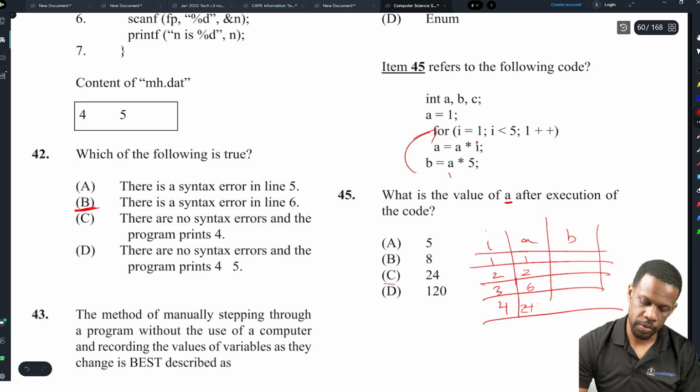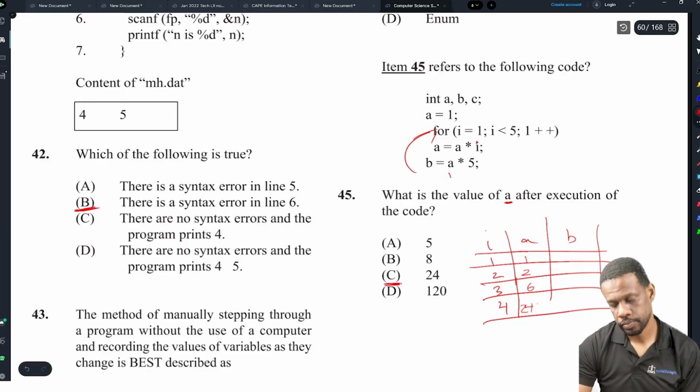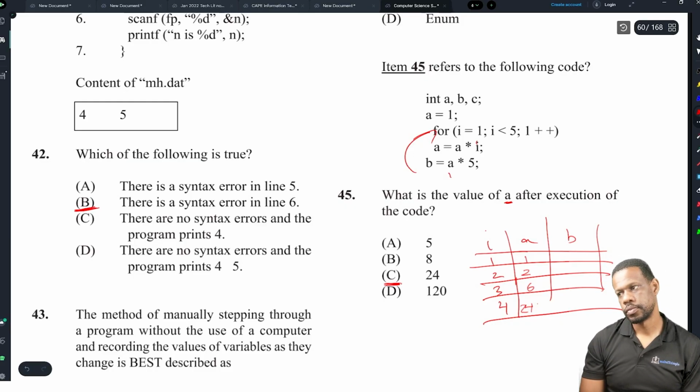So A will end up being 24 after the fourth loop, because I is 4 and A would have become 6, right? 24. Is my maths matching? Maybe it is.